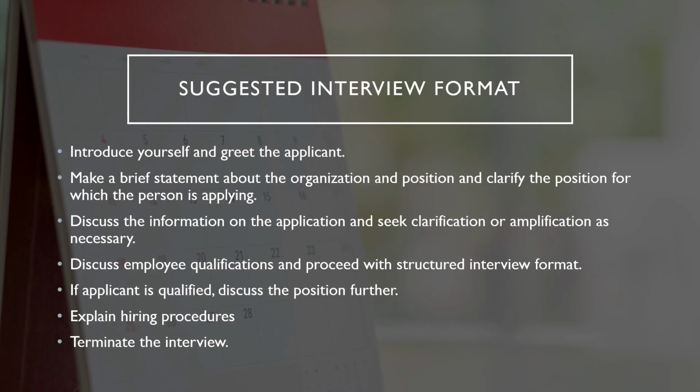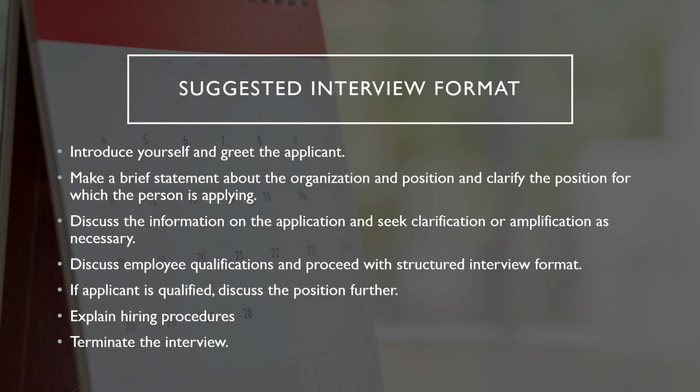So let's talk about some suggested interview formats. When we talk about planning, conducting, and controlling the interview, this slide is really suggesting a format that can be followed. Prior to the interview, make sure all interviewers know the appointed interview time. Make sure they're showing up on time, that there is time for the interview, and that the interviewers have access to the application for the applicant.